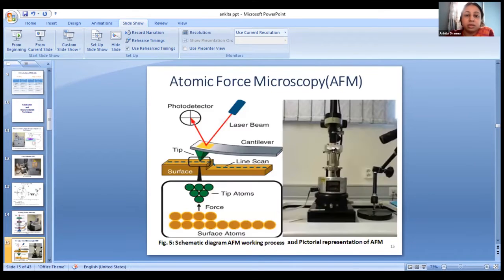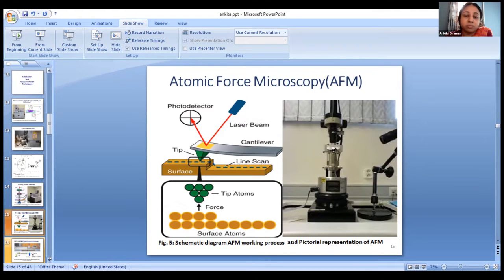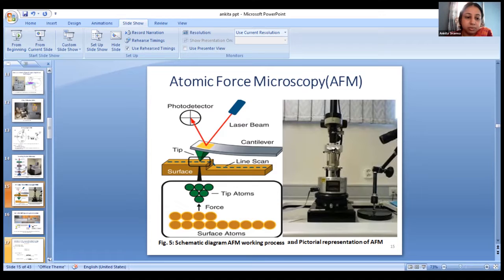Then we are using atomic force microscopy. It is a very powerful microscope that is used to study nanostructures. This will provide us a 3D image of the thin film. Also, by using this, we can make some manipulations in our sample.